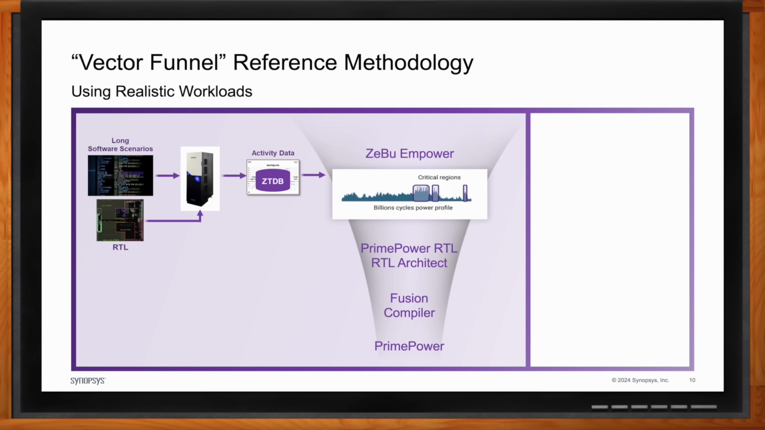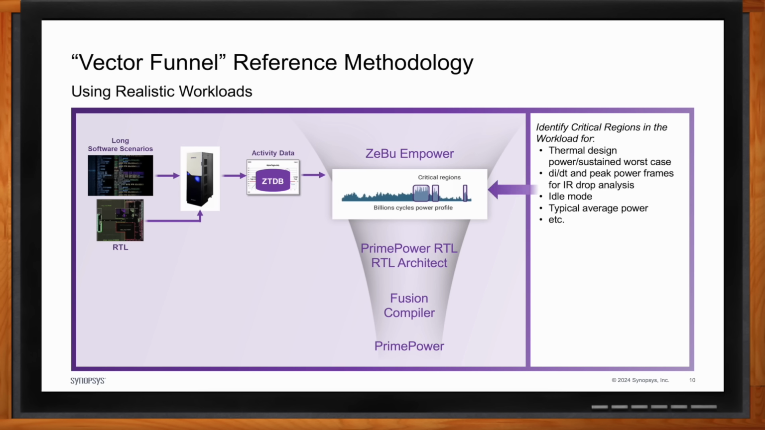So you're starting out with a large number of clock cycles. Now I want to direct my implementation and optimization efforts for specific purposes. For example, I want to optimize my design for sustained worst case operation because I need to drive down my thermal design power. So you can carve out that portion of the power profile and feed the activity associated with the sustained worst case operation into your RTL design flow.